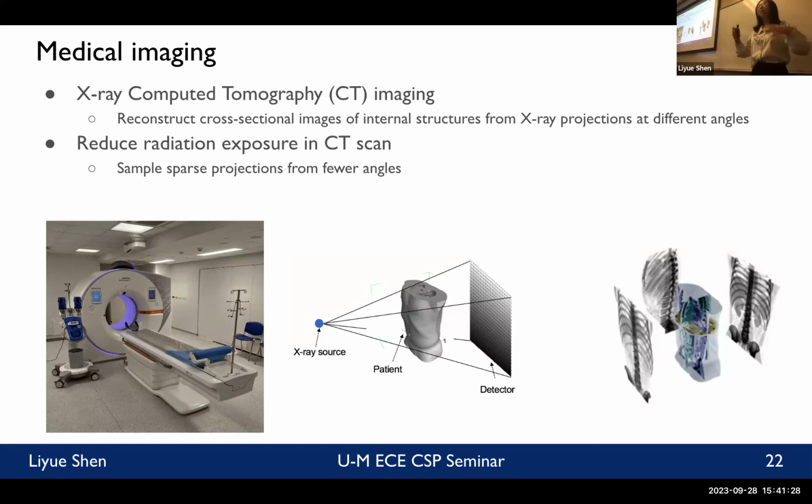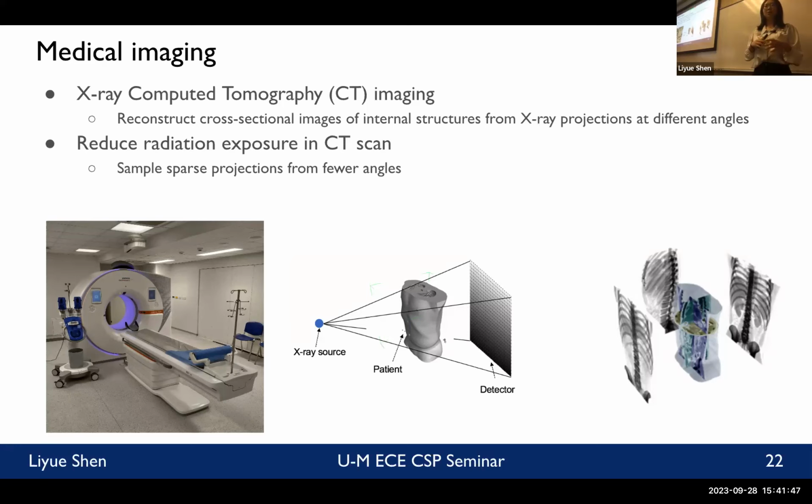So for example, we will need to acquire thousands of projections at different angles to reconstruct artifact-free CT images in a computational way. But we also know that CT scanning will expose the patient to radiation.